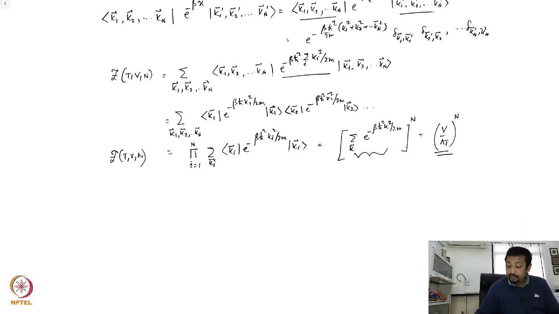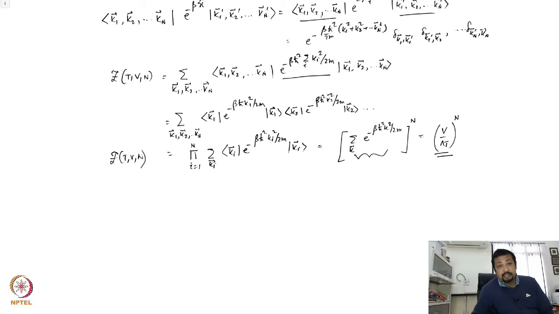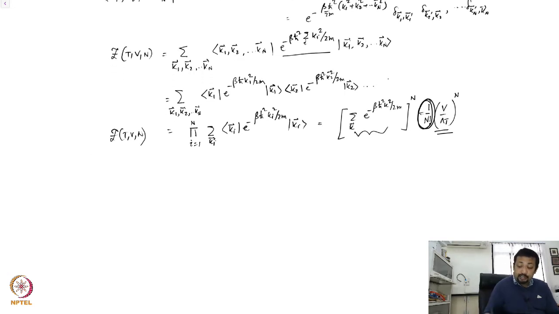Note that this is different from the classical partition function. How is it different? It does not have the 1 over N factorial that we included. So the 1 over N factorial does not come in quite naturally within the theory. Therefore this still does not resolve the issue that the particles are indistinguishable.